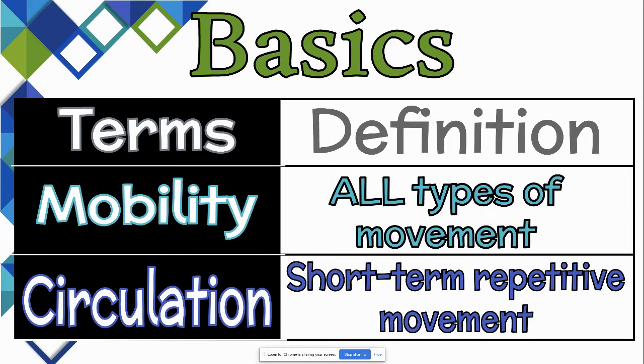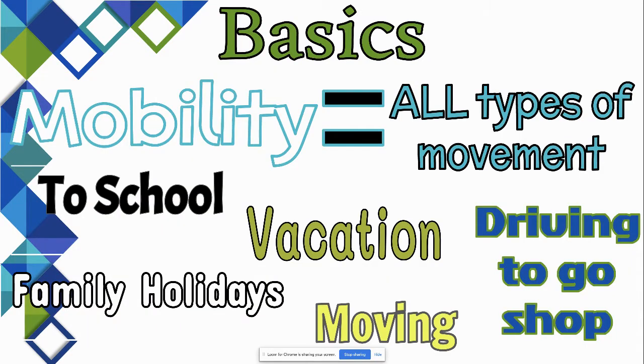So first things first, we need to get two basic definitions out of the way. The first one is the idea of mobility. Mobility is all types of movement. You going from the chair to the laundry room, you going from your bed to the refrigerator, going to town to the Walmarts. Don't go there, people are sick, that kind of thing. Whereas circulation is short-term repetitive movement. So like what you do on a daily basis, what you do on a weekly basis, maybe even monthly or annual.